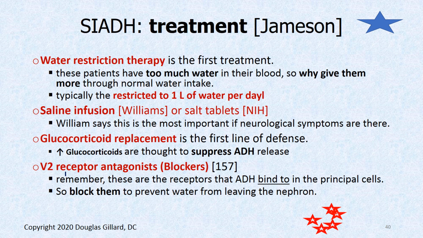And then you can work on the V2 receptors and block them so the ADH can't bind to the principal cell receptors. So there are some V2 receptor antagonists. Watch out, I like to trick you on the test on that. I'll say V2 receptor agonists. So make sure you know the difference between agonists and antagonists.